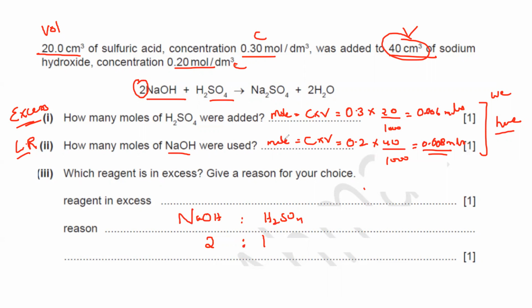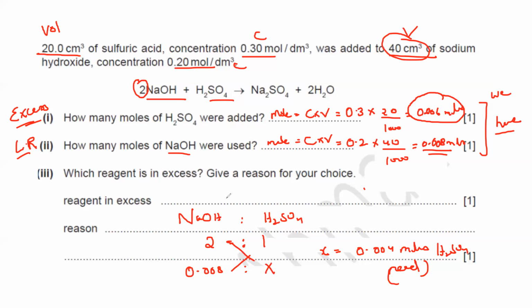So if we have sodium hydroxide, for example, 0.008 moles, then how many moles of sulfuric acid are needed? X. We cross multiply, and when we solve this, 2x equals 0.008. When we divide, it will be 0.004. So these are the moles of sulfuric acid which we need for a complete reaction. 0.004 moles are needed, but we have more. We have 0.006. So that's why sulfuric acid, H2SO4, is in excess.